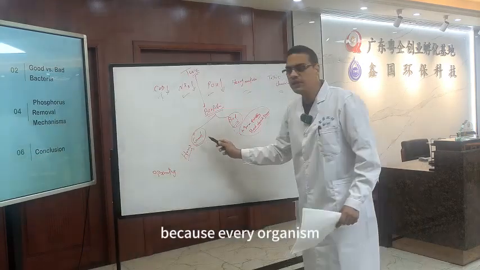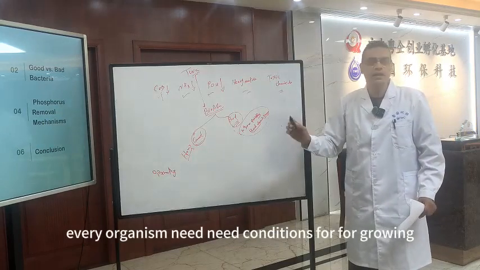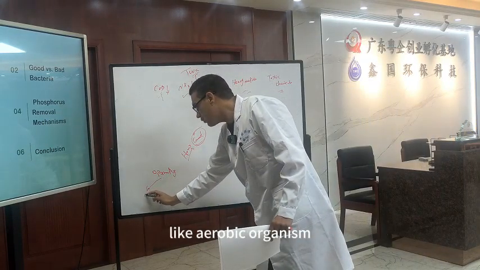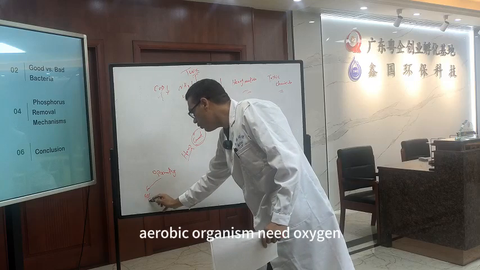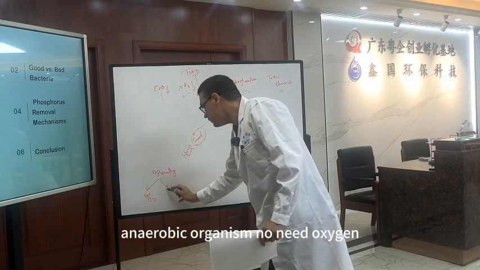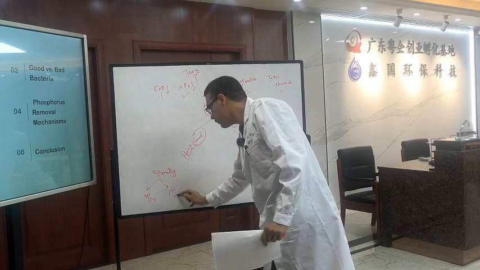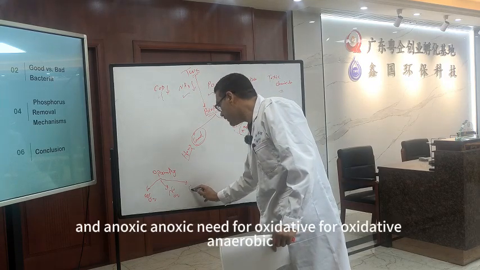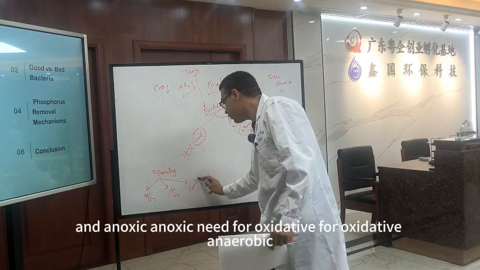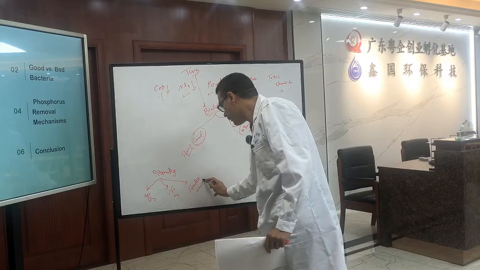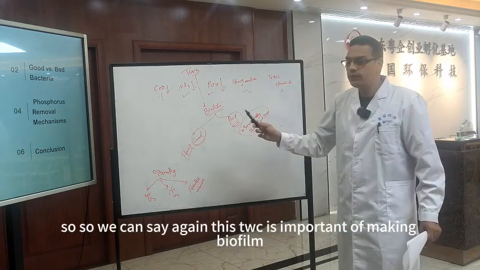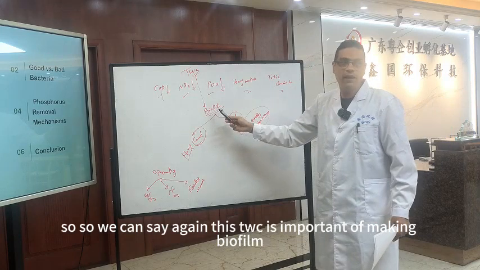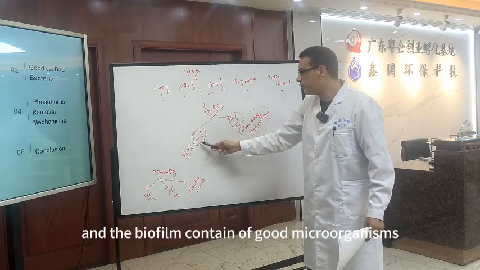Operating conditions, because every organism needs conditions for growing. Like aerobic organisms need oxygen. Anaerobic organisms do not need oxygen. Anoxic needs facultative anaerobic. So we can say again that the importance of TWC is making a biofilm, and the biofilm contains good microorganisms.